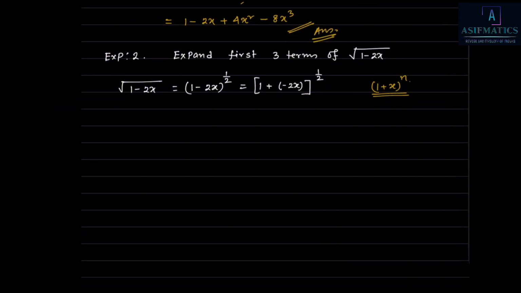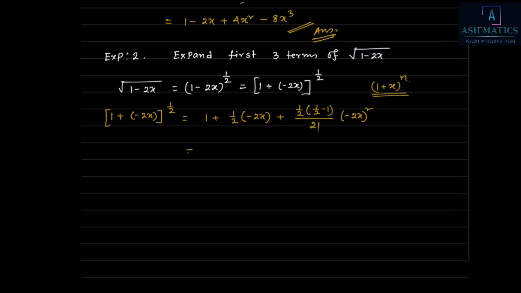All right, so from here we can expand this one now. So we have 1 plus minus 2x to the power half. We can write here 1 plus nx, so n is half, x is minus 2x, 1 plus nx, okay, plus n, half, n minus 1, that means half minus 1 by factorial 2, and then we have x square, that is minus 2x whole square. So this is the first 3 terms. You do not need to expand more.